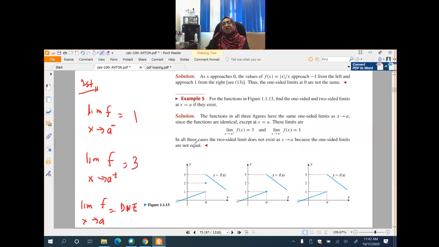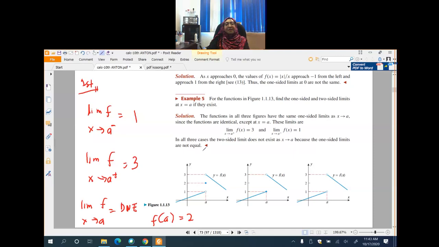Is there any other information from this graph? Did you miss something? One thing you're still missing is the value of f of a. It's also given in this graph, which is equal to? 2. Yes, because we have full dots. So f of a is equal to 2. These are the infos given in this first graph. The limit of f as x approaching a from the left is equal to 1. From the right, it is equal to 3. As x approaching a, it doesn't exist. F of a is equal to 2. Okay?